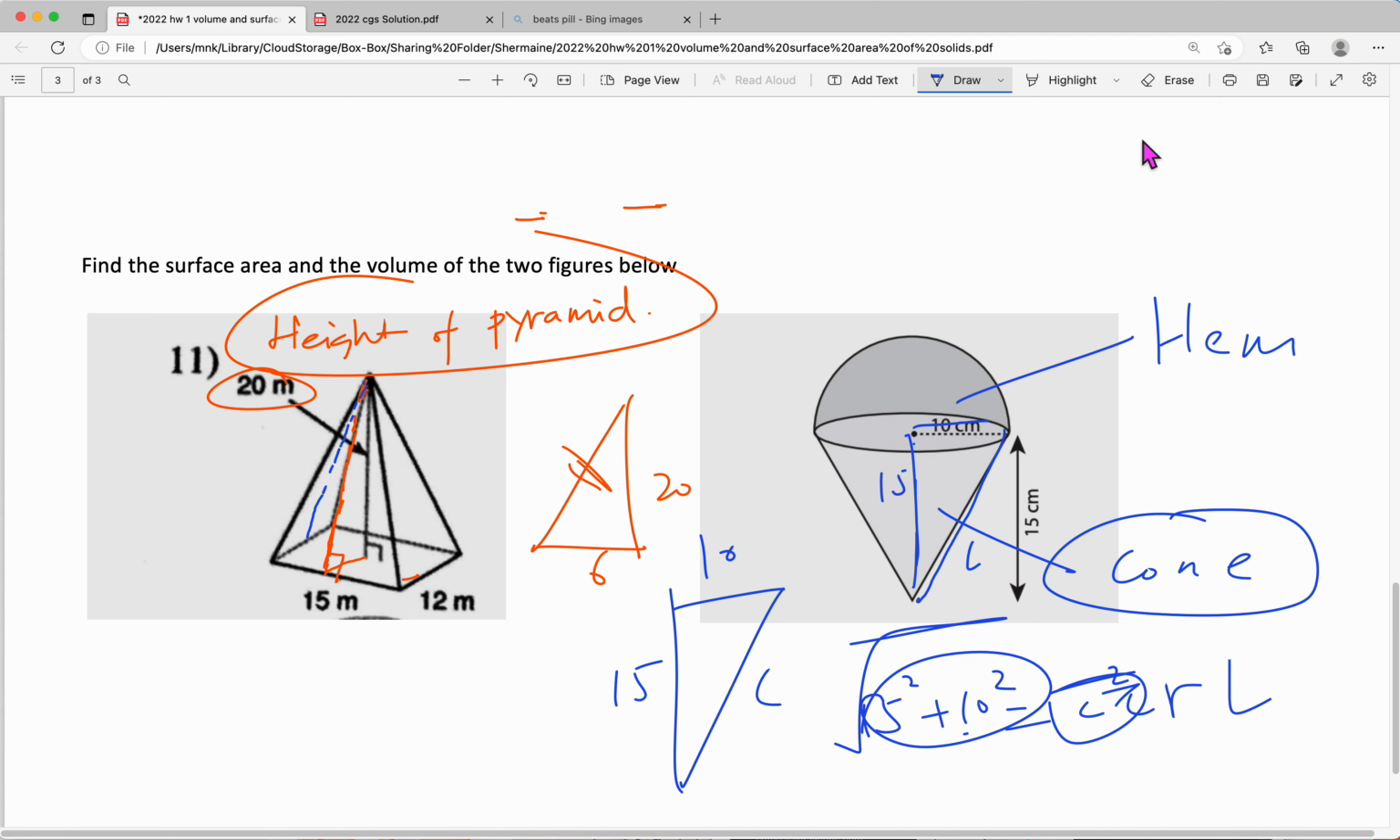So what is the surface area of the cone? Pi R L. Or you have just finished L. How do you get L? A square plus B square equals C square. Okay.